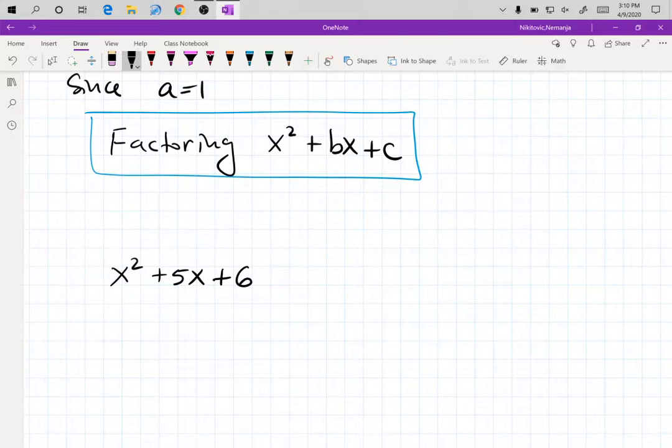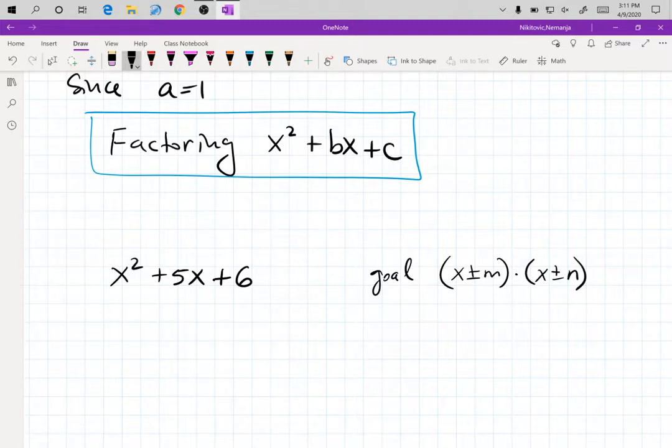So we know what the goal is. The goal is to have two parentheses multiplied, and those will be factors, and then we're going to have x plus or minus some number, and then x plus or minus some other number, which could be the same or could be different. So our goal is to find out this m and n so that we can have this factored.